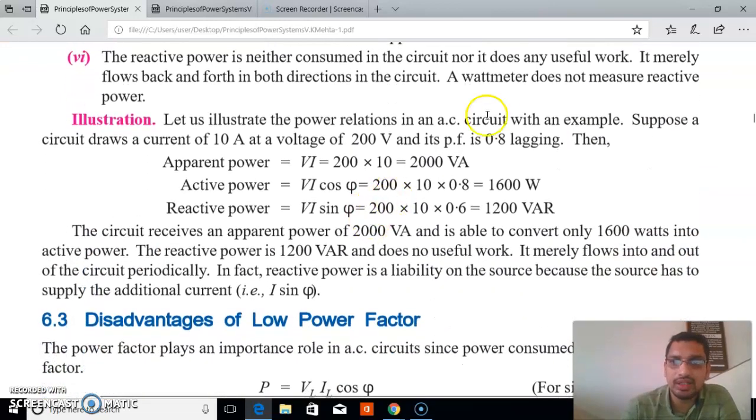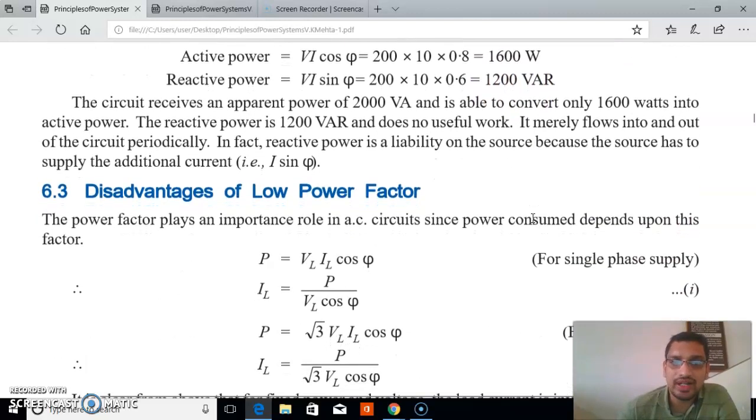So here is one example. Suppose a circuit draws a current of 10 ampere at a voltage of 200 volt and its power factor is 0.8 lagging. Then apparent power equals VI, so V is 200, I is 10, so 2000 VA. Active power means VI cos phi, so 200 times 10 times 0.8, that is 1600 watts. Reactive power is VI sin phi, with sin phi equal to 0.6, obtained because cos phi is 0.8, so sin phi is root of 1 minus cos square phi, that is 0.6. So we get 1200 VAR.